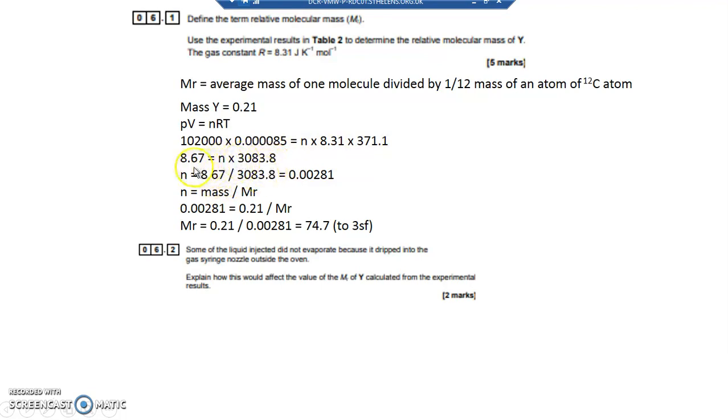So I'm going to divide both sides by 3083.8. So n, the number of moles, is 8.61 divided by 3083.8, 0.00281. n is the mass divided by MR. Rearrange that, so 0.00281 is 0.21 divided by MR. Rearrange that, MR is 0.21 divided by 0.00281, 74.7.